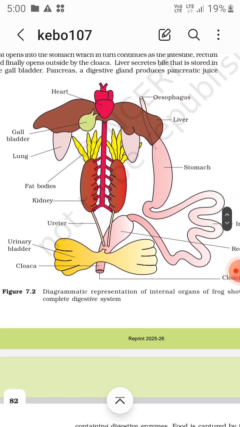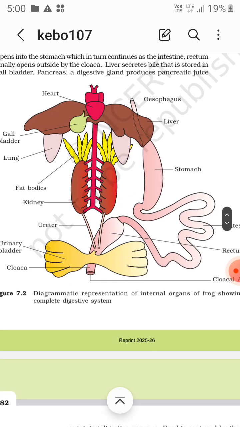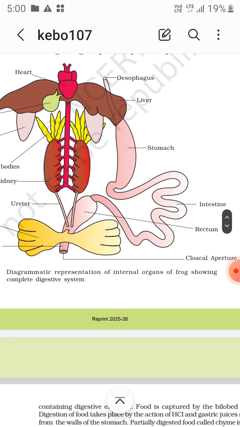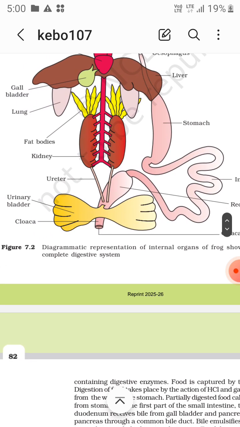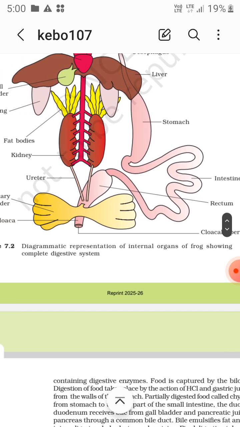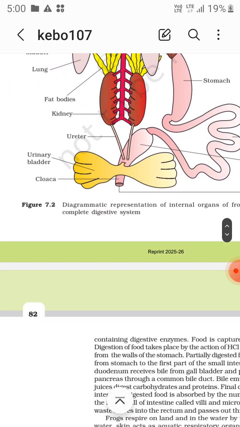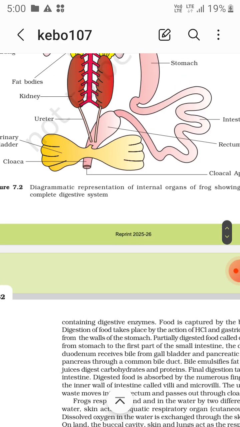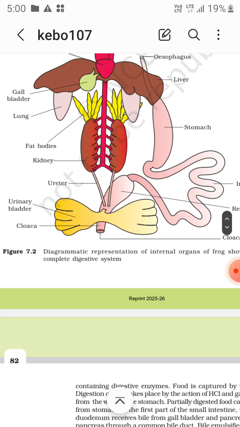As you can see in the diagram, first is the esophagus, then the liver, then the stomach, then the intestine, then the rectum, and then the cloaca aperture. You can see the urinary bladder also ends up in the cloaca aperture, and the ureter also opens into the cloaca. So the cloaca is a common path. This is a diagrammatic representation of internal organs of a frog showing the complete digestive system.